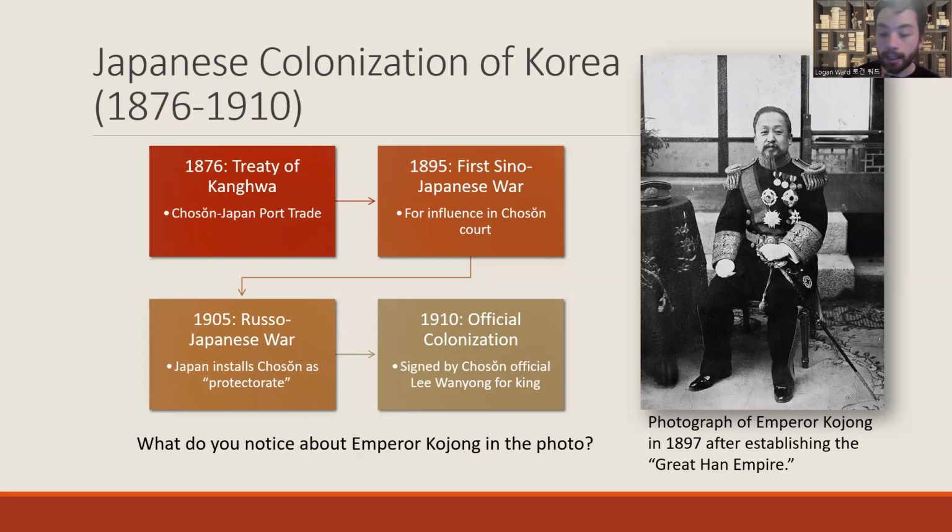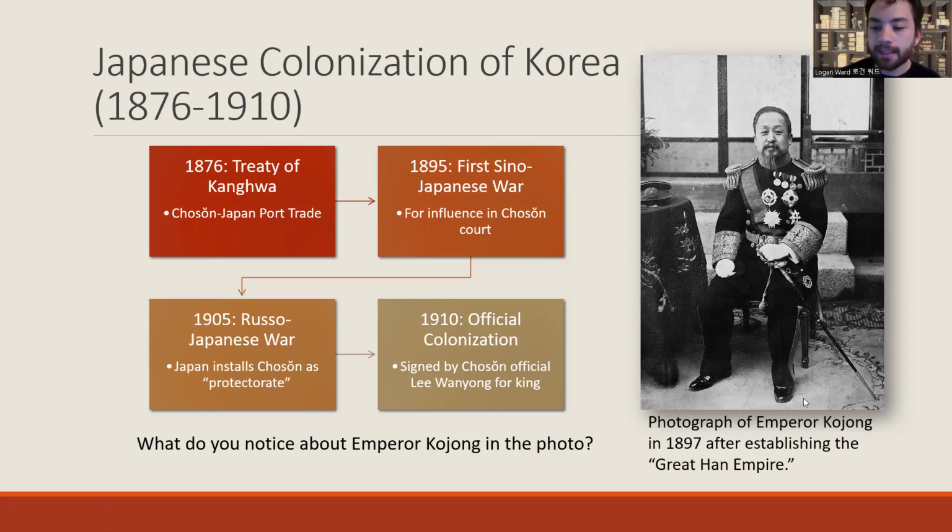So you can see here, it's a little bit more complicated than like Japan beat Korea. It was actually officially given over to Japan as a colony by someone in the Joseon court. So this is actually a photograph of Emperor Gojong. He's the second to last technical emperor or king of Korea.